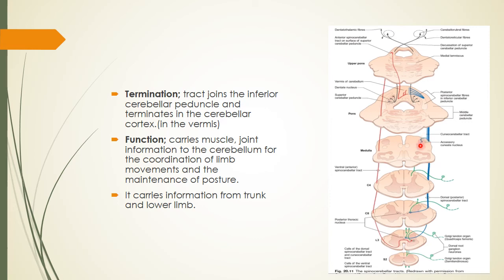So what is the function of the dorsal spinocerebellar tract? It carries muscle joint information to the cerebellum for the coordination of limb movements and the maintenance of posture. It carries this proprioceptive information from the trunk and lower limb parts of the body.